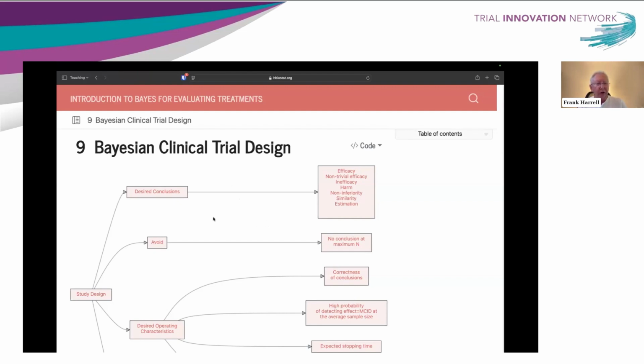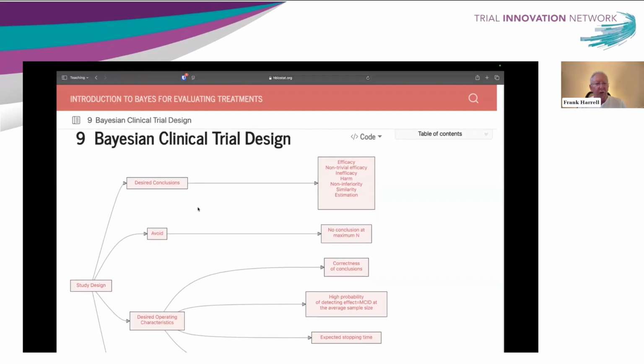So there are various considerations in designing a clinical trial. First of all, what are the possible conclusions you would like to draw? Of course, there are all the things that are clinical, like who's the population and what treatment. I'm ignoring all that. But some of the conclusions that you might want to draw are that a treatment is efficacious. There's more than trivial efficacy, which is something I'm going to emphasize a lot. There's inefficacy, actual harm, non-inferiority, similarity, or estimation. So sometimes we just want to estimate an effect without making a judgment.